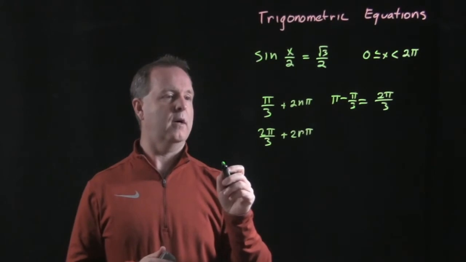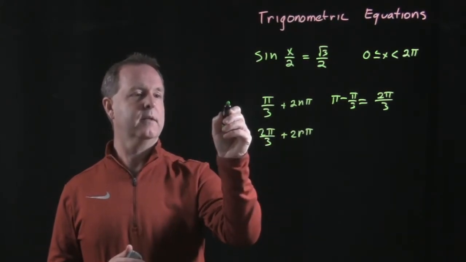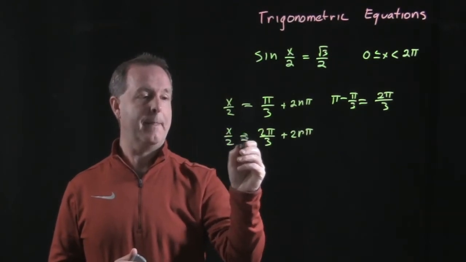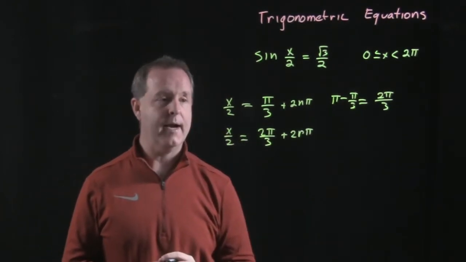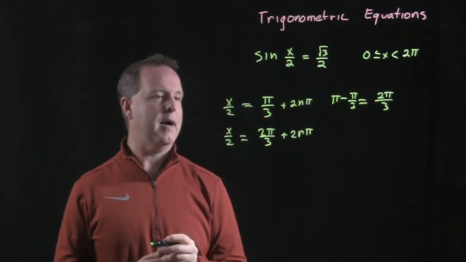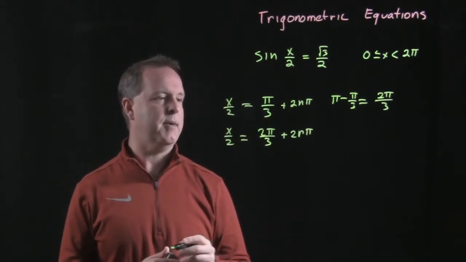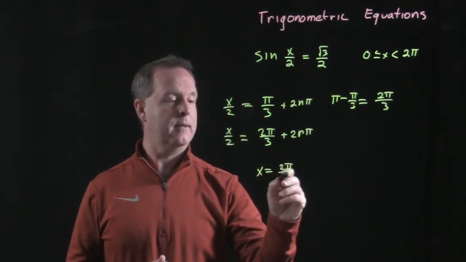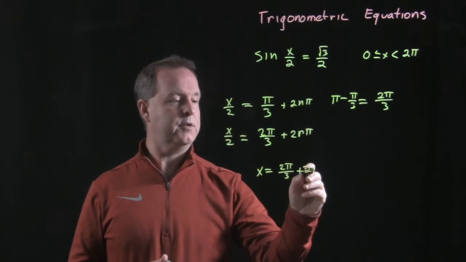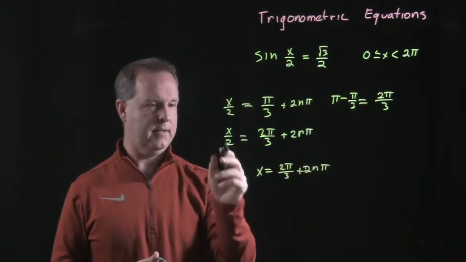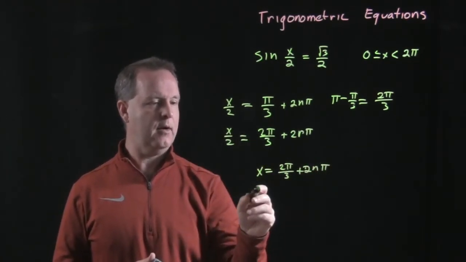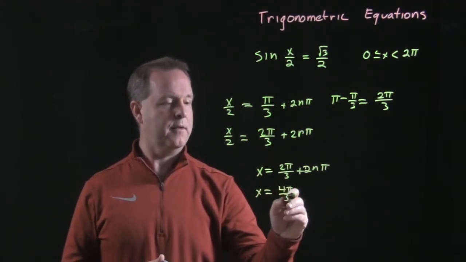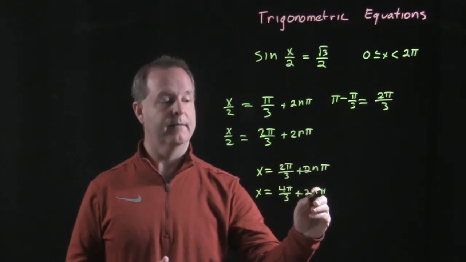Solve these for x. So that's x over 2 equals that, and then x over 2 equals that one. Solve for x: the top one, multiply everything by 2 to get x by itself. So I'll have x equals 2 pi thirds plus 2n pi. And for the second version, I'll have x equals 4 pi thirds plus 2n pi.